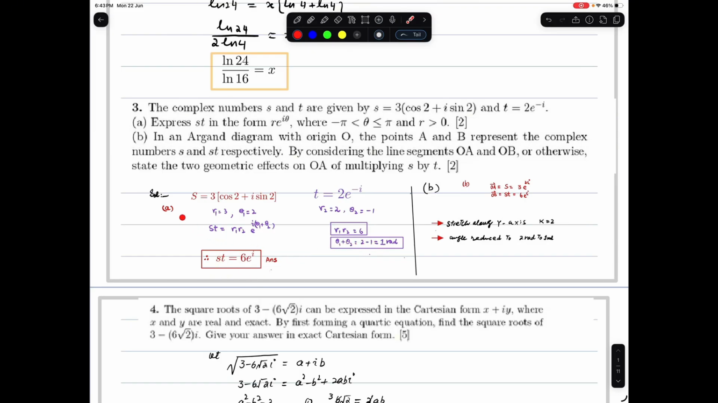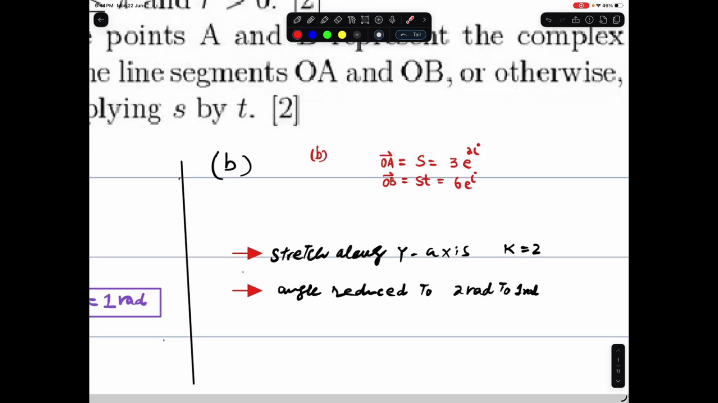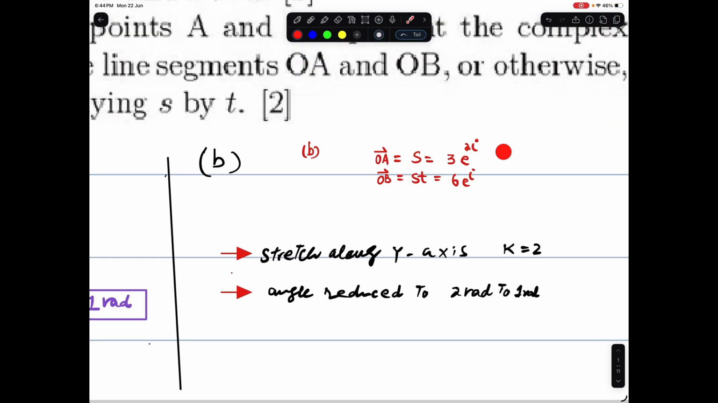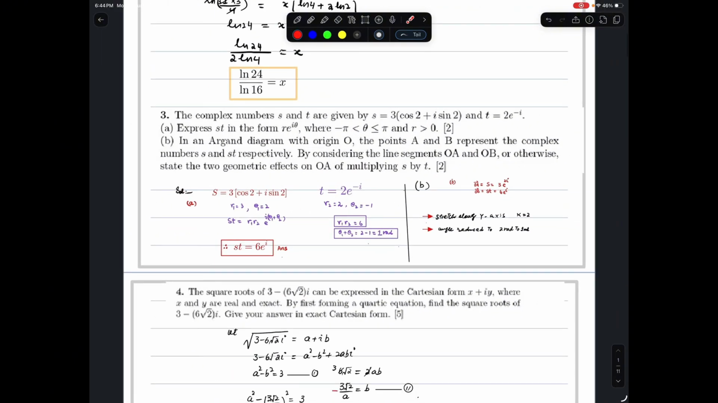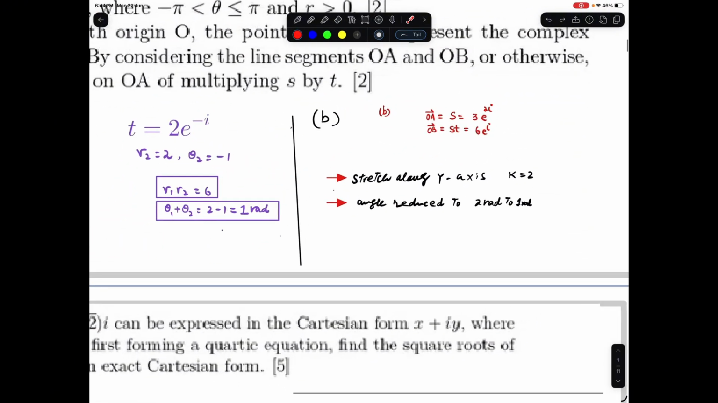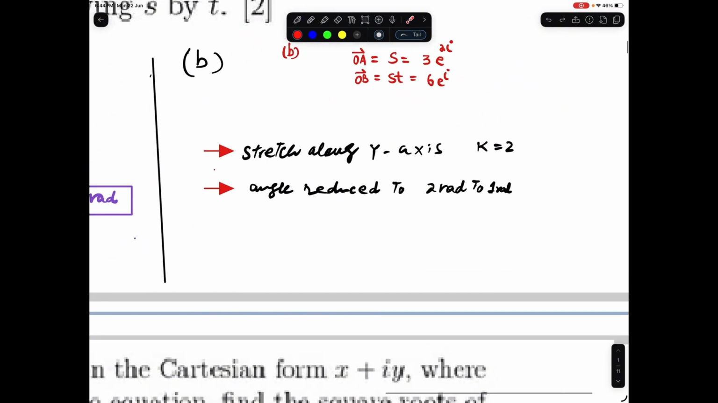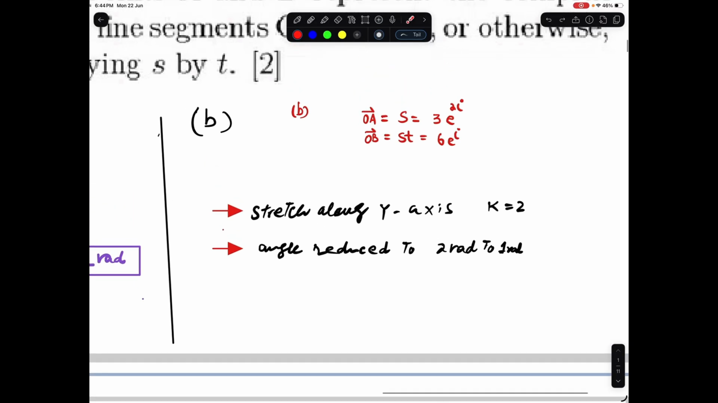This is part A. Part B: in an Argand diagram with origin O, the points A and B represent the complex numbers s and st. OA is 3 e raised to power 2i, and st is 6 e raised to power i. What is the geometrical interpretation of this?